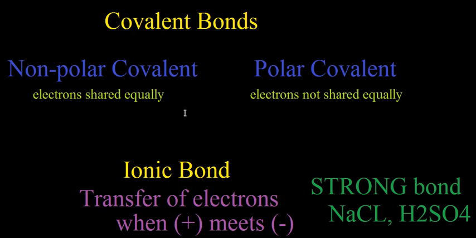So in terms of electronegativity, the strongest difference is going to be with the ionic bonds, and then the weakest will be with the nonpolar covalent, with the polar in the middle.